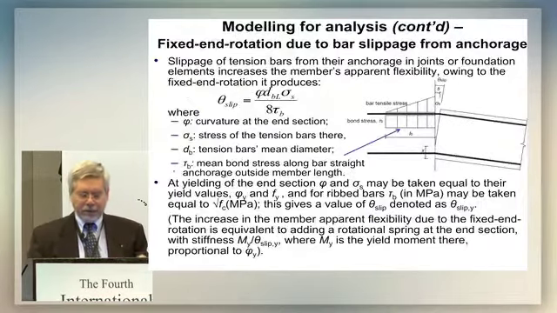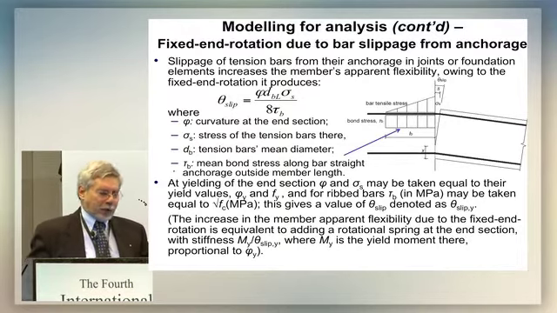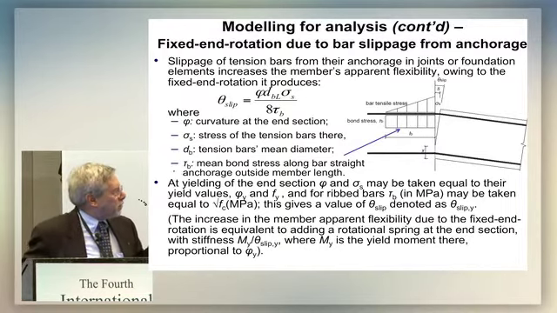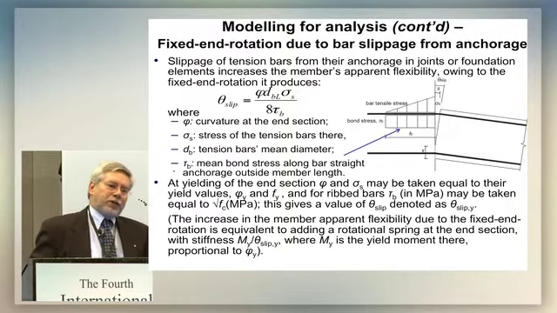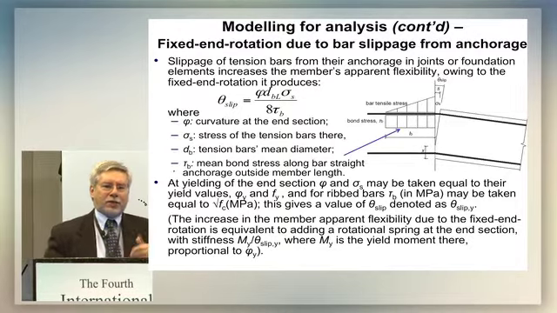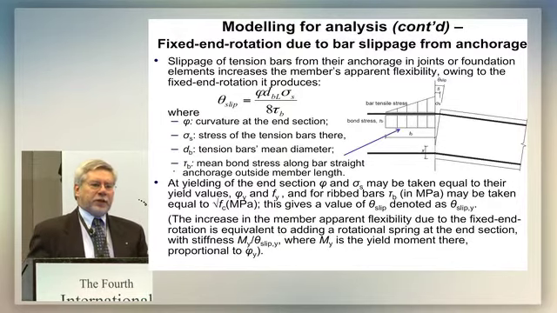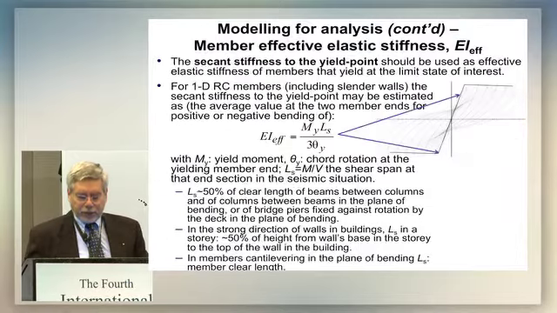The model code says that explicitly, and it gives also a relationship to calculate its value on the basis of simple assumptions, calibrated against test results. For example, this formula here is theoretical. If you put there a mean value of the bond stress along the anchorage of the bar equal to square root of Fc, which is not the strength, but a value that is derived from experimental results before yielding of the tensile reinforcement, then it gives good agreement with experimental results on the fixed end rotation.